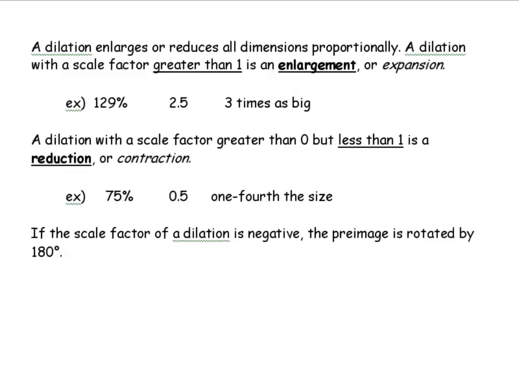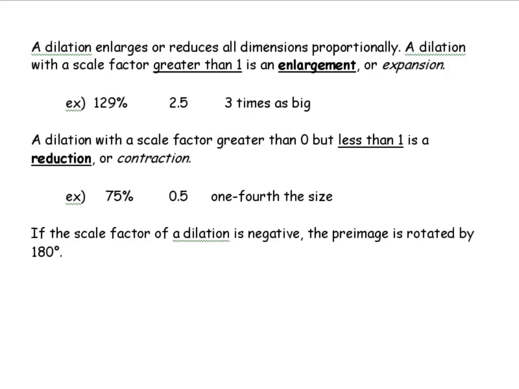Now we know that dilations can either enlarge a figure or reduce the dimensions of the figure proportionally. A dilation with a scale factor greater than 1 is called an enlargement. We also call it an expansion. It's taking the original figure and making it larger. So for example, if I took 129% of the original figure, or if I had a scale factor of 2.5, or if it's 3 times as large as the original, that would be our enlargement.